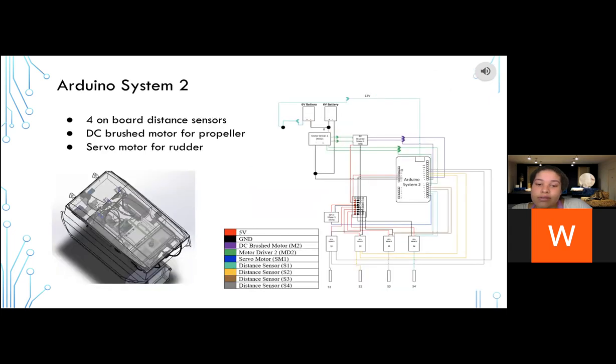The second Arduino system includes the onboard distance sensor, the motor and driver for the boat propeller, and the servo motor used to turn the rudder. The motors and driving mechanisms will be discussed further in the presentation.